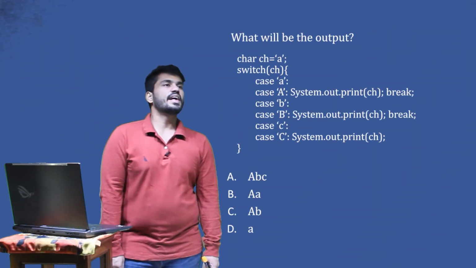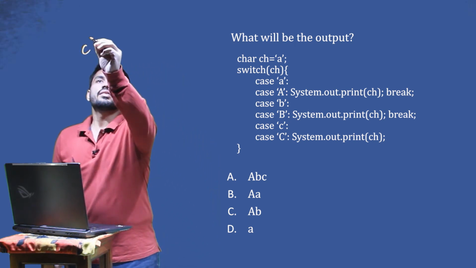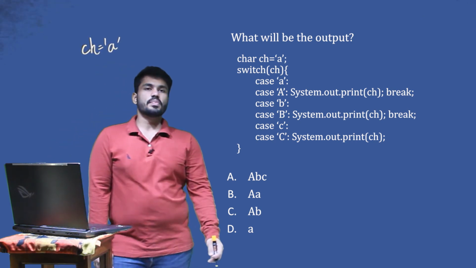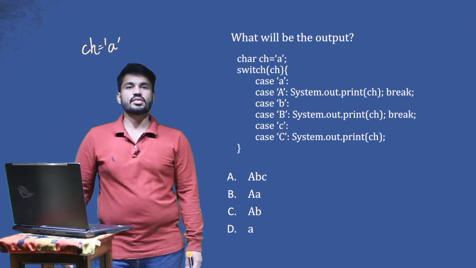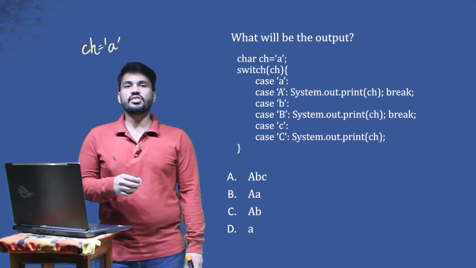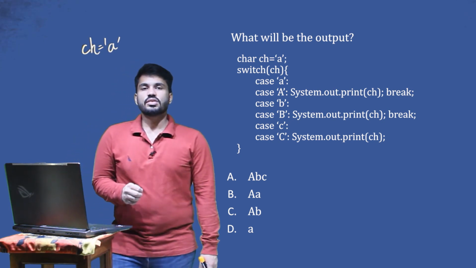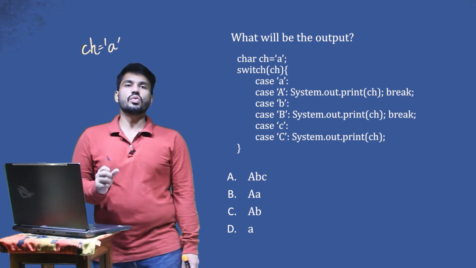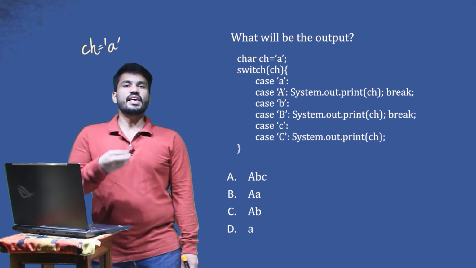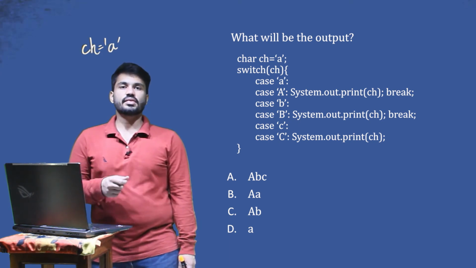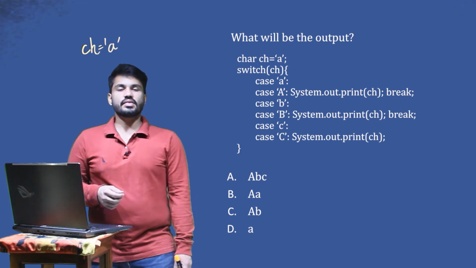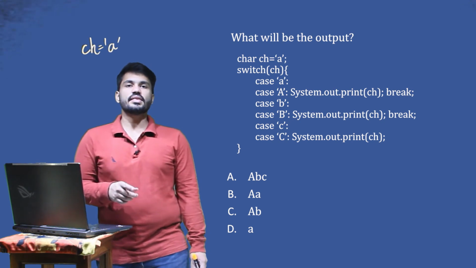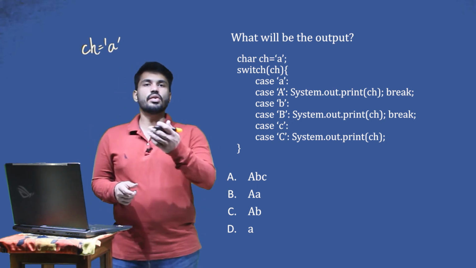In this question, we have a character ch, initialized to value small a. Then we have a switch statement with the expression ch. Now we will match the value of ch with the various cases. So the first case is small a. So our value has matched. Now we will execute all the statements until we find a break or the end of switch case. So we have no statements under case small a. We move on to case capital A. We have just one statement under case capital A, and that is printing the value of ch.